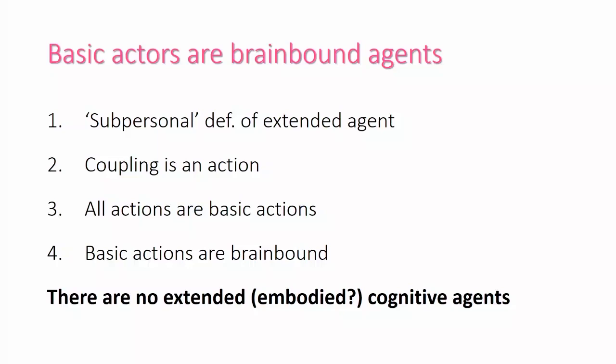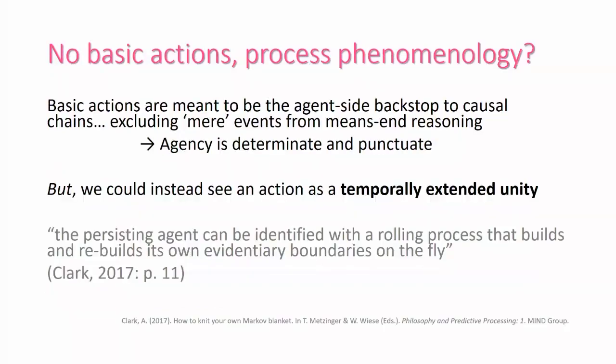So Otto needs to act to consult his notebook, and in acting, he's defining the boundary of his personal level active state in such a way that anything that goes on from that point becomes an external contribution, rather than external to the agent, rather than just external to the body. So if all actions are basic actions, and as I hope I've established, basic actions are brain-bound, there can't be extended embodied cognitive agents. So this is a problem.